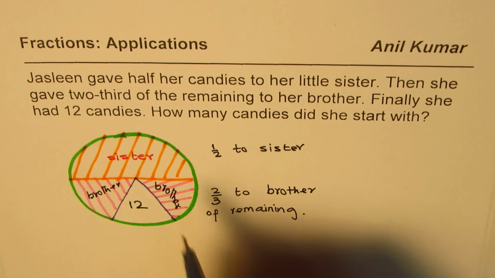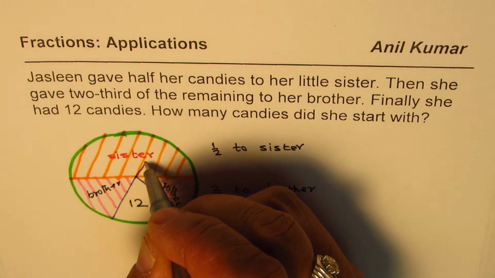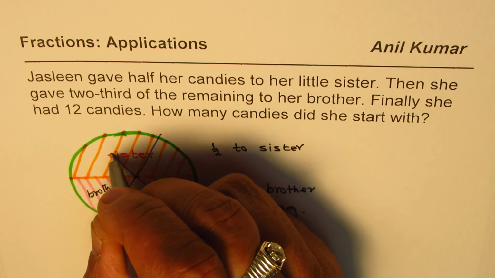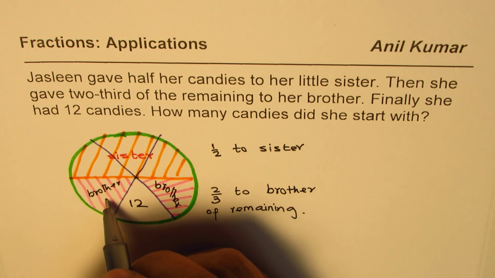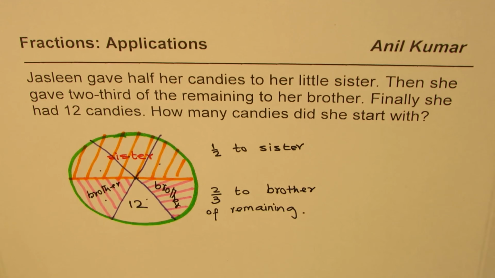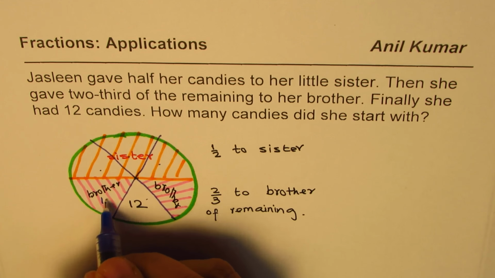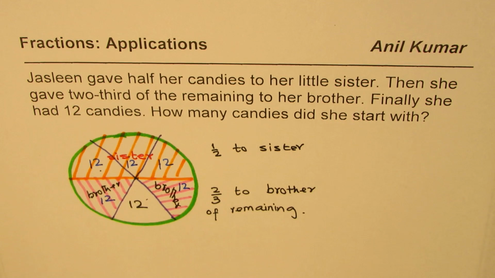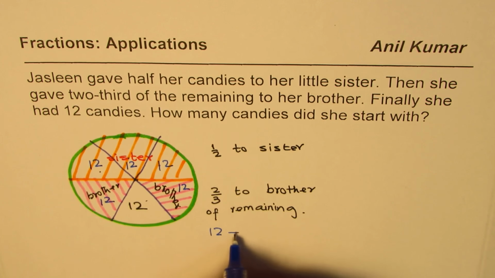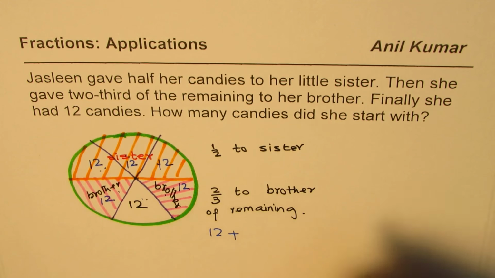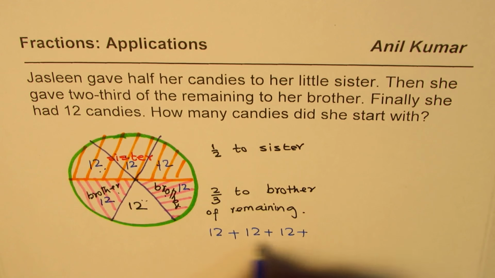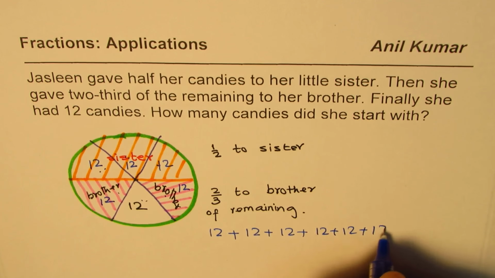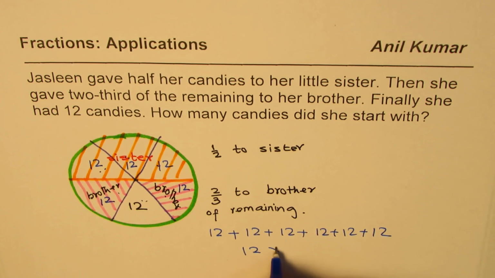Here is my suggestion. Now what we will do is we'll extend these lines, so that the whole gets divided now into 1, 2, 3, 4, 5, 6 portions, right? All of them are equal, correct? So let's put 12 in each. So this is also 12, this is also 12, this is also 12, this is also 12, that should also be 12. So the total number is, you can add 12 six times, 12 plus 12 plus 12, and then again 12 plus 12 plus 12. Or you could do 12 times 6.